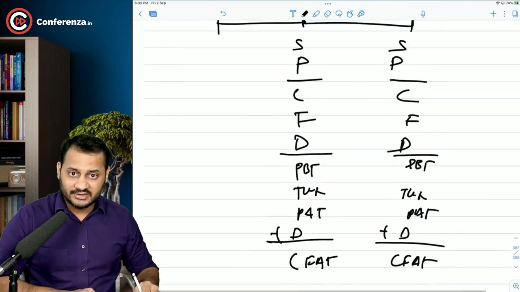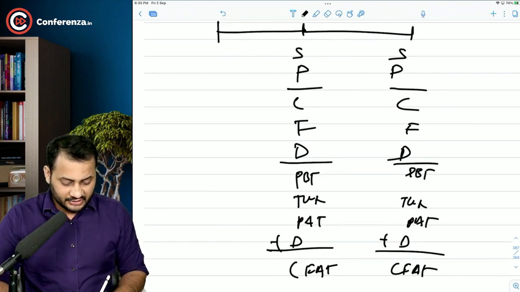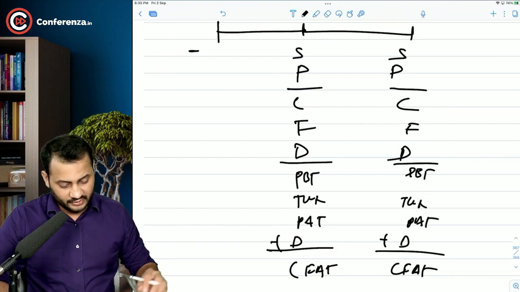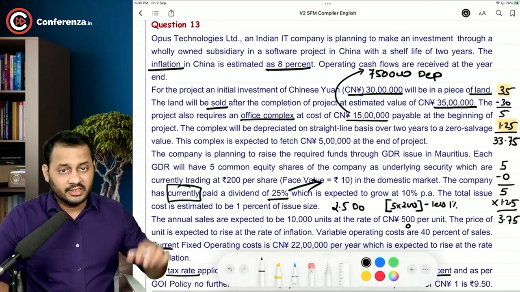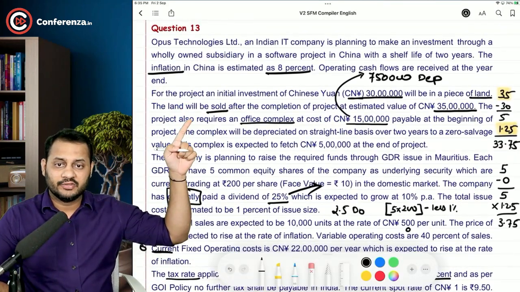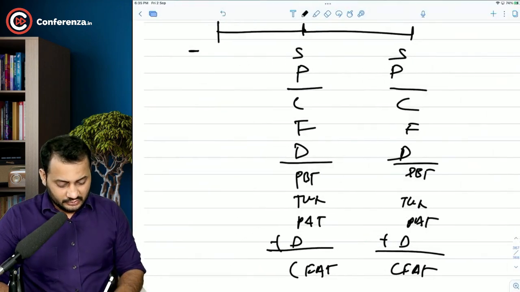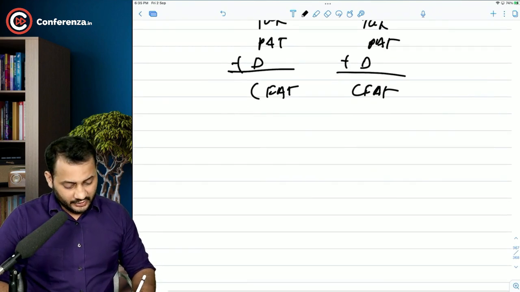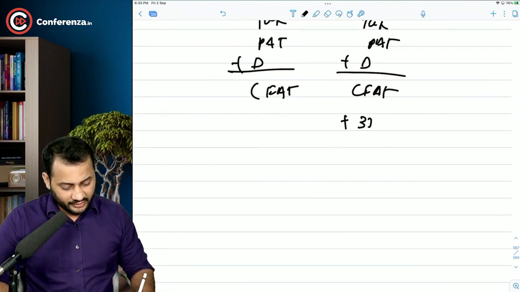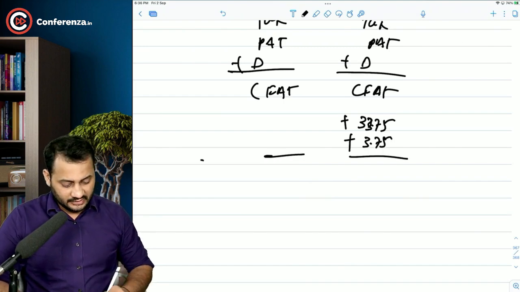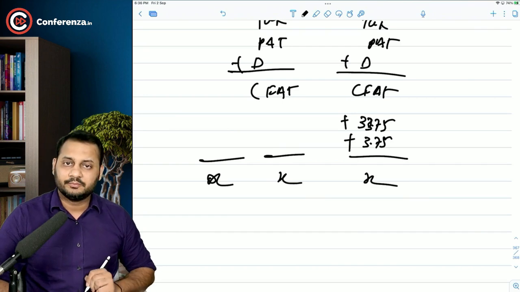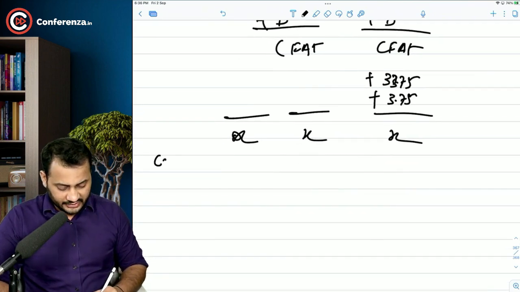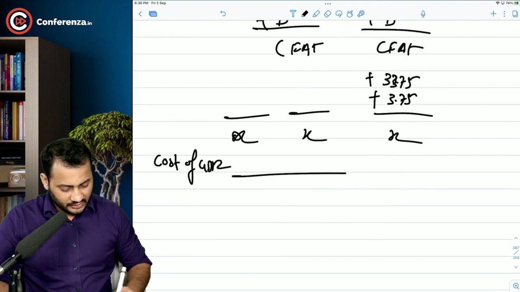Apart from all these, initially there will be an investment of two things. You can see land 30 lakhs and office complex 15 lakhs. But they will be sold at the end. Once they are sold, you will receive 33.75 for the land that we have calculated, and if you sell the complex, 3.75 will be received after taxes. Now these are the total cash flows. Discount them at the cost of GDR that we have calculated, and you will get the NPV.